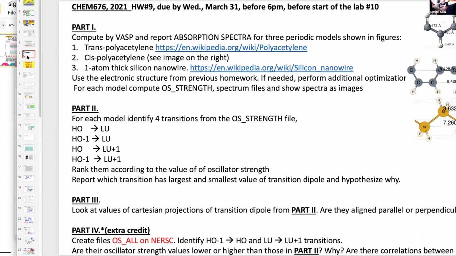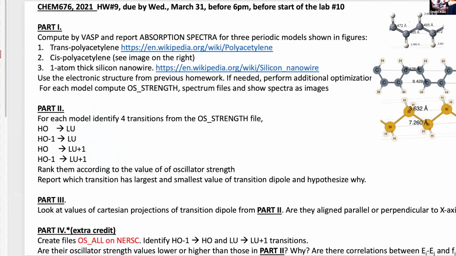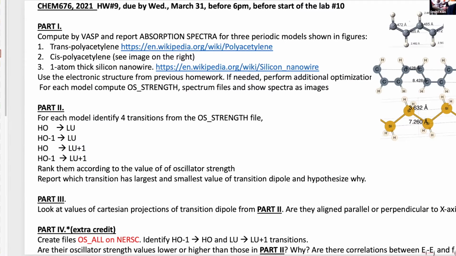And here is the next homework, which is planned to be done before the lab, by the early evening coming Wednesday. So basically, you take the three models you started from and characterize these materials by predicting their absorption spectrum. So three absorption spectra is the minimum.